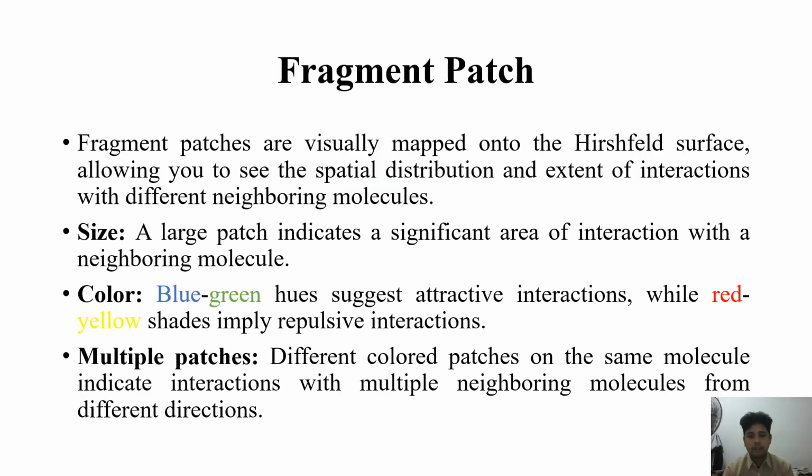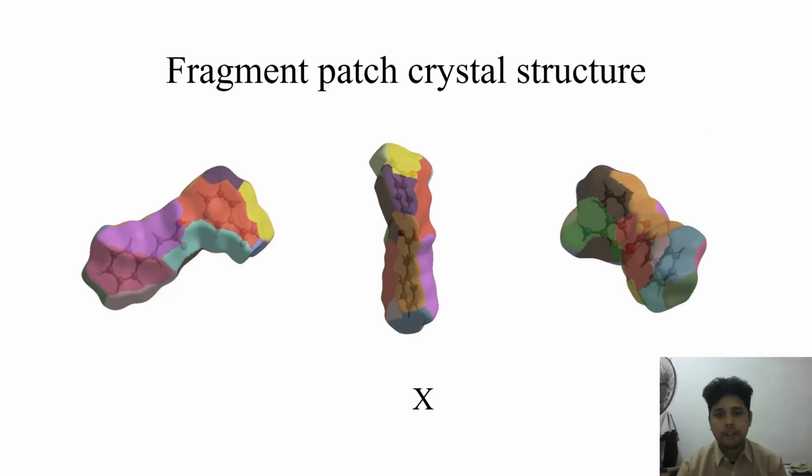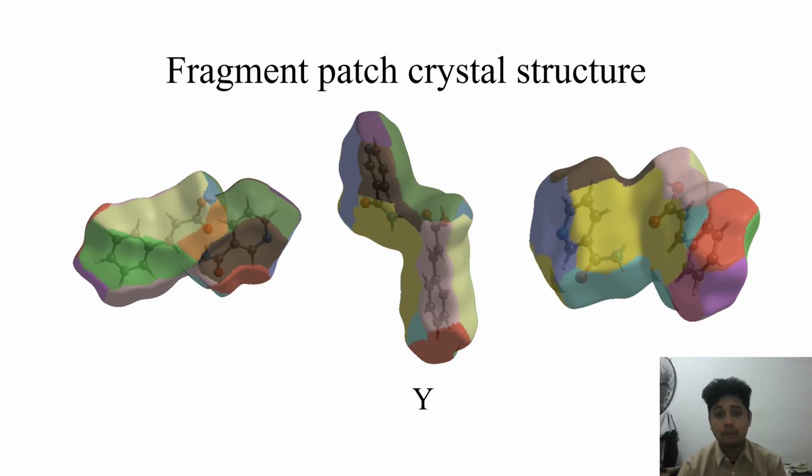Next, we compare the fragment patch. Fragment patches are visually mapped onto the Hirschfeld surface, allowing you to see the spatial distribution and extent of interaction with different neighboring molecules. In size, a large patch indicates a significant area of interaction with neighboring molecules. For color, blue-green hues suggest attractive interaction, while red-yellow shades imply repulsive interactions. Multiple patches of different colors on the same molecule indicate interaction with multiple neighboring molecules from different directions. Here is the fragment patch for co-crystal X, and here is the fragment patch for co-crystal Y.